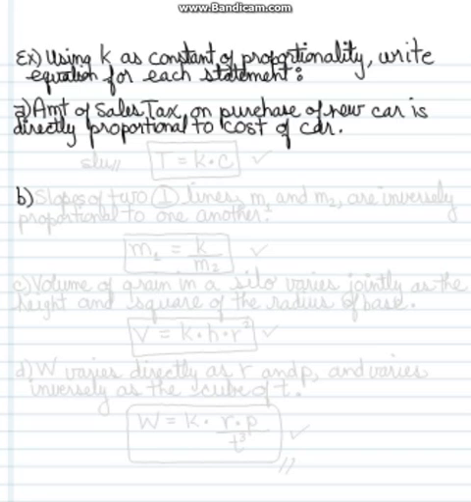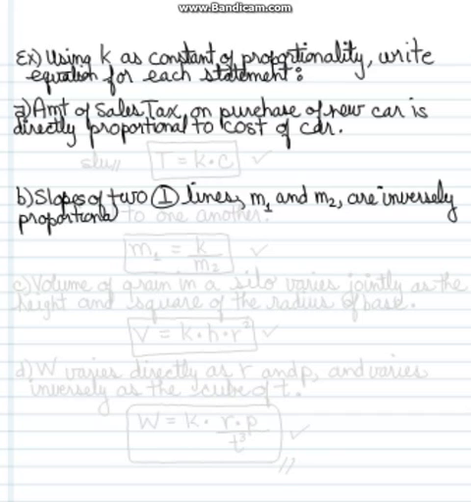We'll go down to part B. Find the slopes of two perpendicular lines. That's my symbol for perpendicular. The slopes would be identified as M sub 1 and M sub 2 that are inversely proportional to one another. Find the slope of two perpendicular lines that are inversely proportional to one another.